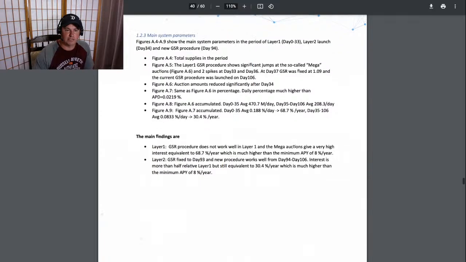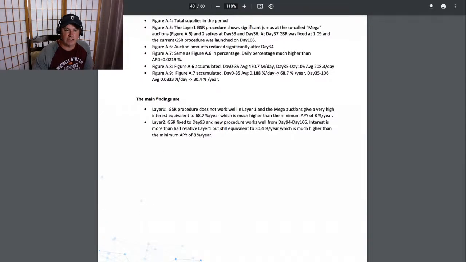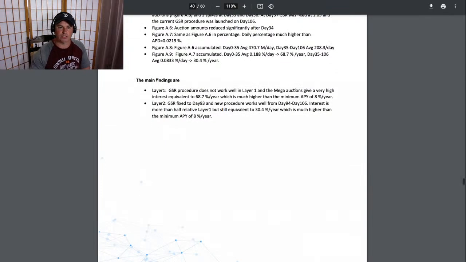Main system parameters, the main findings. The GSR procedure does not work well in Layer 1 and mega auctions, but GSR was fixed at day 93. The new procedure works well from day 94 to 106. So it's then playing around with some of those GSR changes.